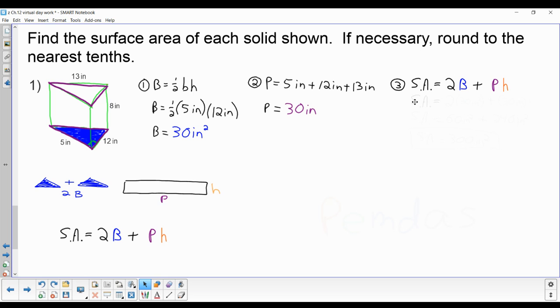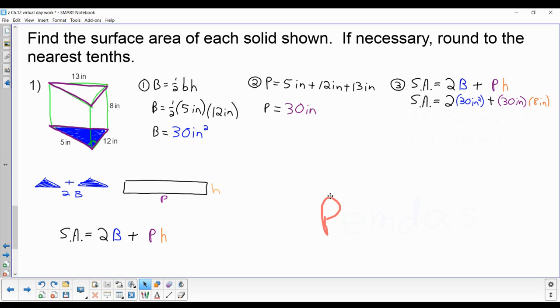Now we plug in. The surface area is equal to, the 2 is still a 2. The area of the base we figured out in part 1, it is 30 inches squared. I plug that in. The plus sign is a plus sign. For the perimeter, we found that out in part 2. It is 30 inches. And the height of the prism is the distance between the bases. In this case, the bases are 8 inches apart, so I'll plug 8 inches in for the height of the prism. Then we solve using the order of operations.